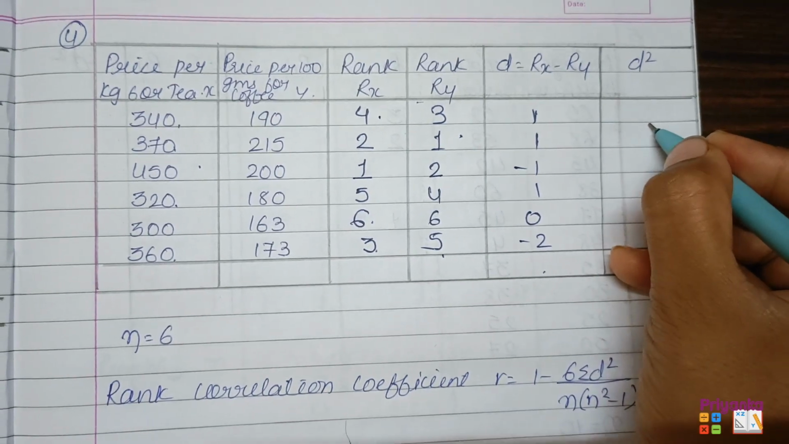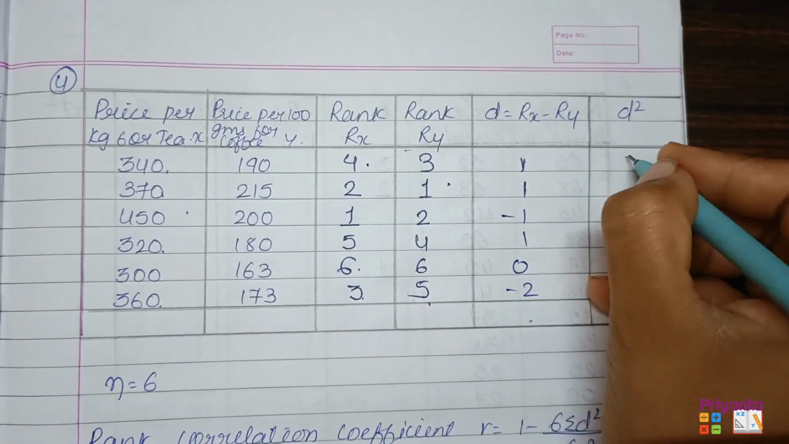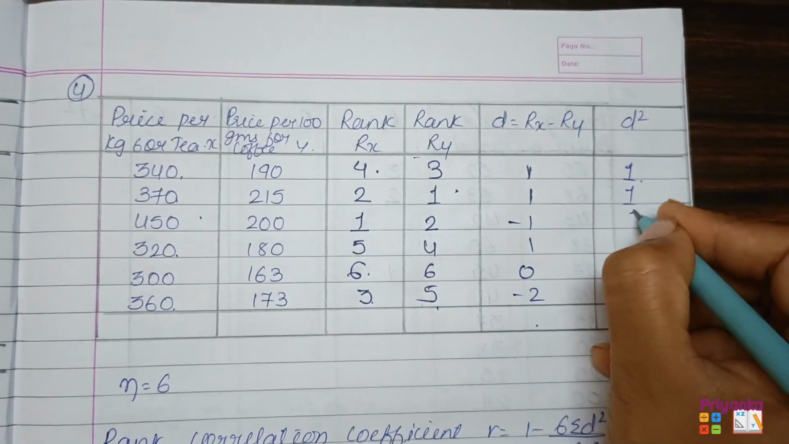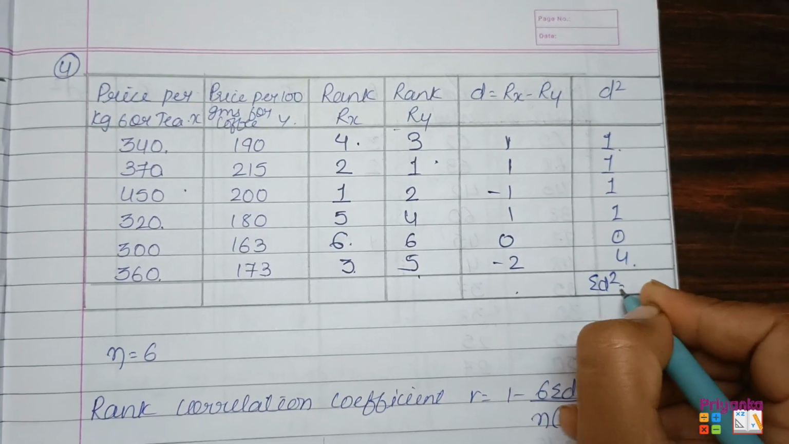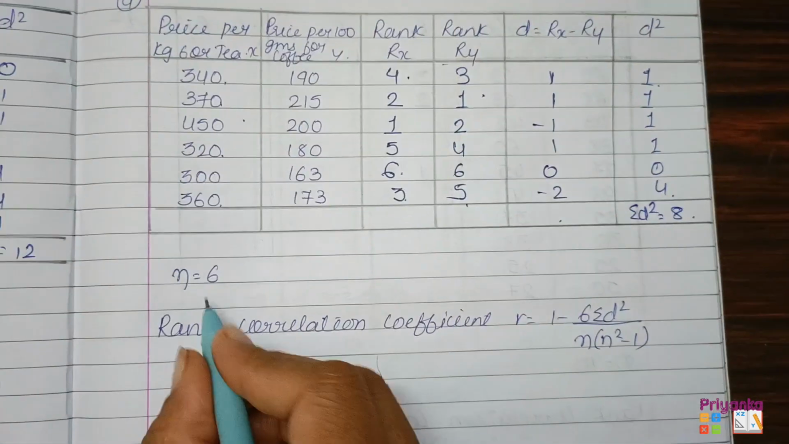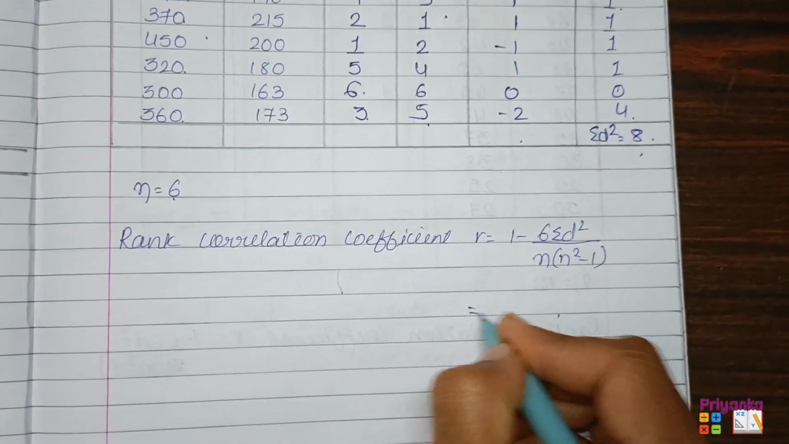Next is d square, that is, just take the square of this. 1 ones are 1, 1, 1, 1, 0, 2 twos are 4, and here we get the answer, sigma d square, as 8. So n is 6 and sigma d square is 8. Just put them into the formula for the calculation.